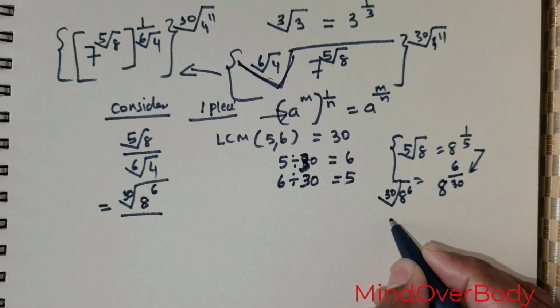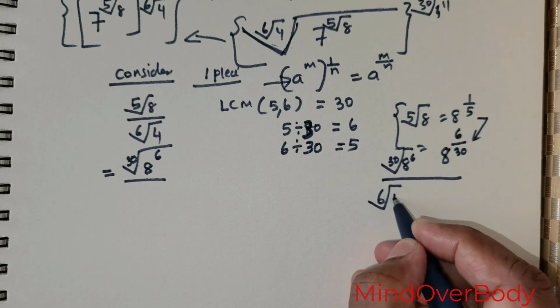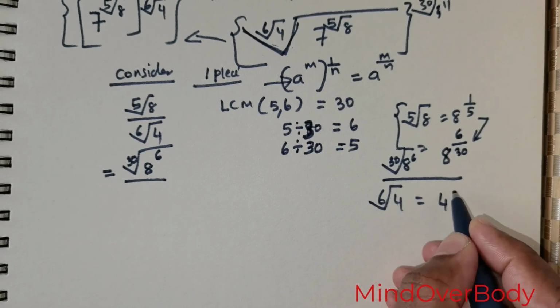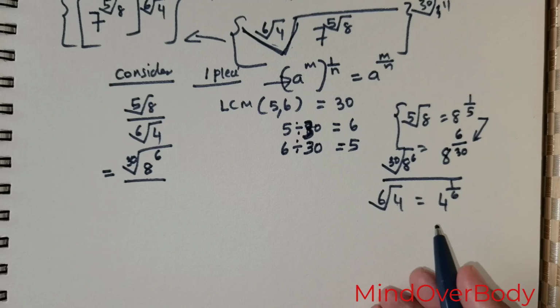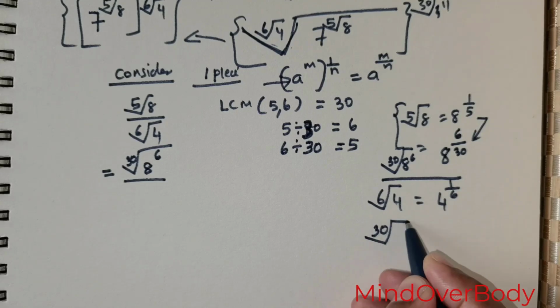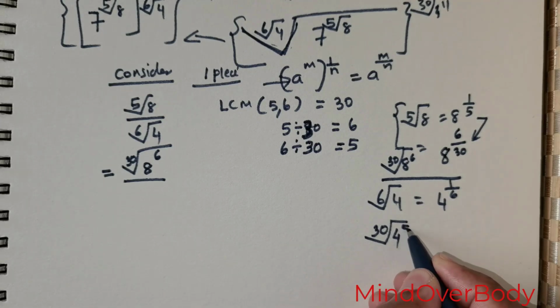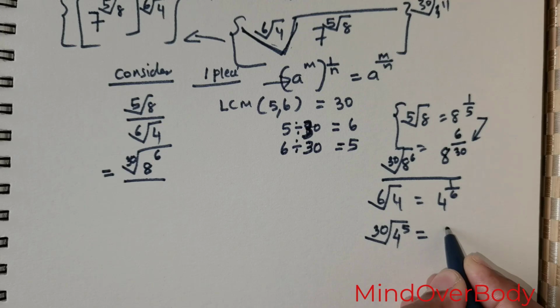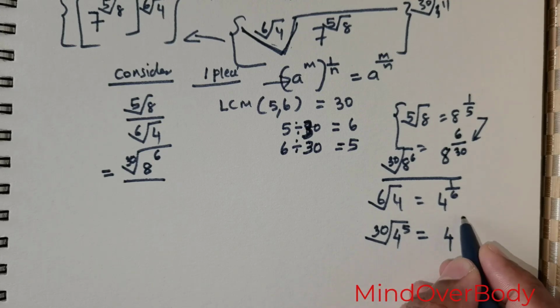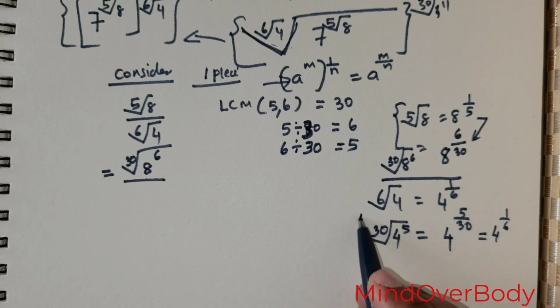So let me show this over here one more time. I've got the 6th root of 4, which can be rewritten as 4 raised to the power 1 over 6. This is what we have got. Now I'm going to place 30 here and then raise this to the power of 5. Indirectly what I'm doing, I'm rewriting this as 4 raised to the power 5 over 30, which is actually nothing but 4 raised to the power 1 over 6.